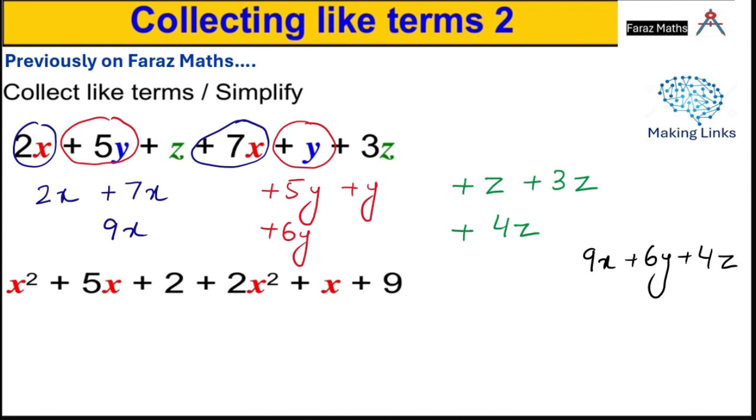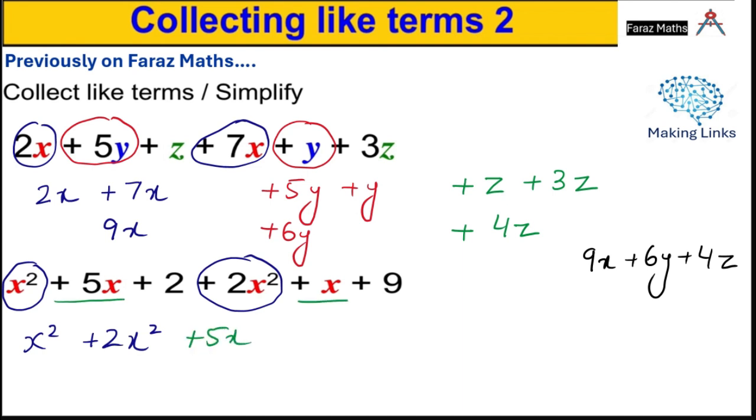The next one is x square plus 5x plus 2 plus 2x square plus x plus 9. So again here we have to separate the like terms. So x square, it is like to plus 2x square. So we'll write x square plus 2x square. And then plus 5x and plus x. So I can write plus 5x plus x. And after that we can do plus 2 plus 9.